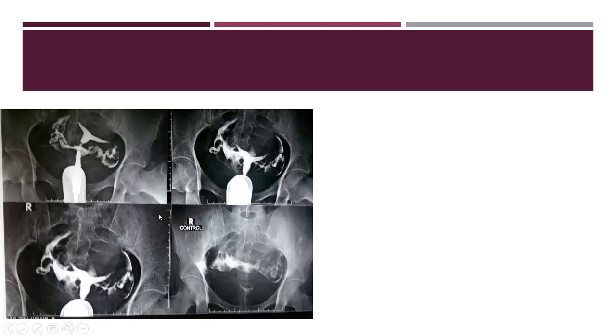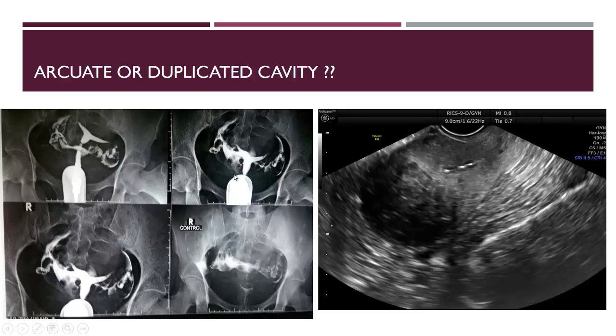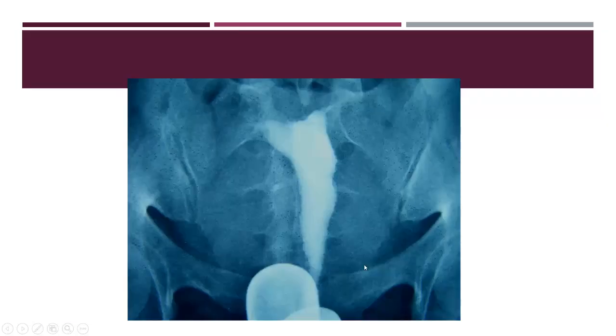What about this case? We have a uterus, and this uterus shows increased intercornual distance. There is indentation on the surface of the uterus. Is it arcuate or what? Again, when we do ultrasound, it is neither arcuate nor a duplicated cavity. It is just a fibroid in the fundus of the uterus displacing the uterine cavity downwards. So this is a fibroid.